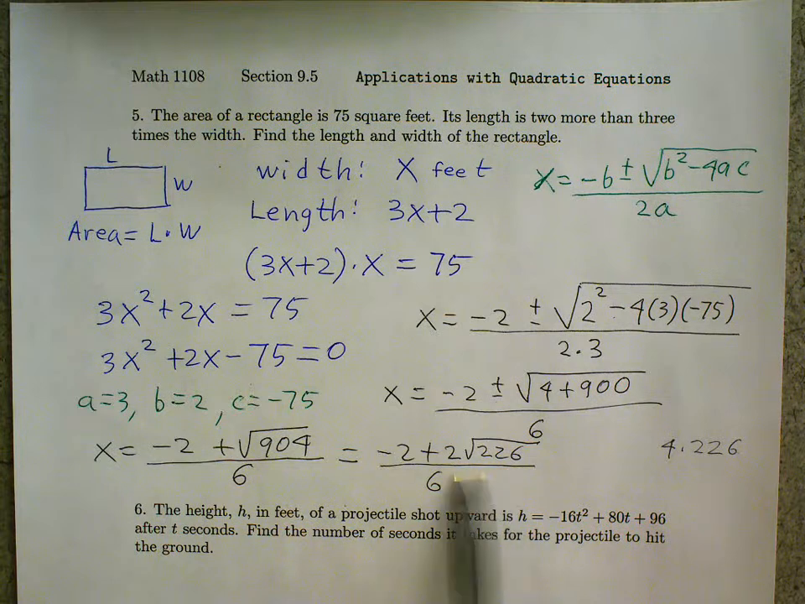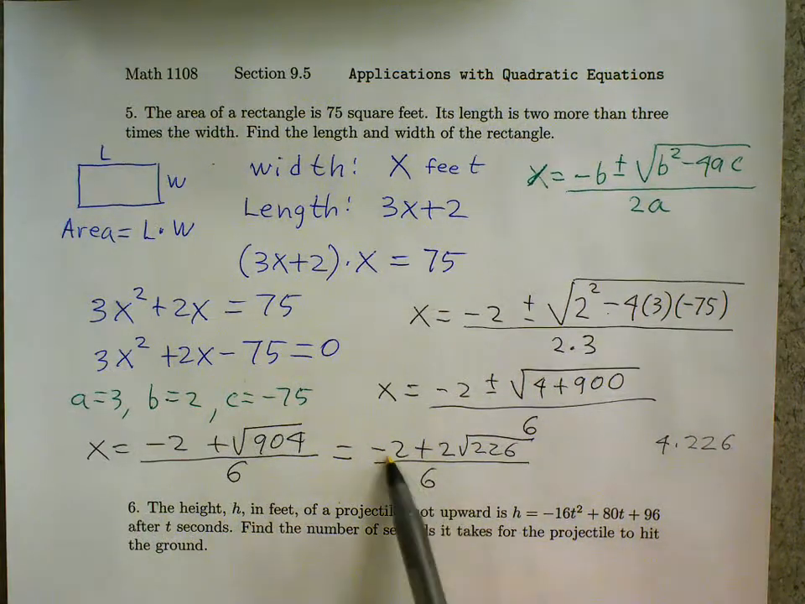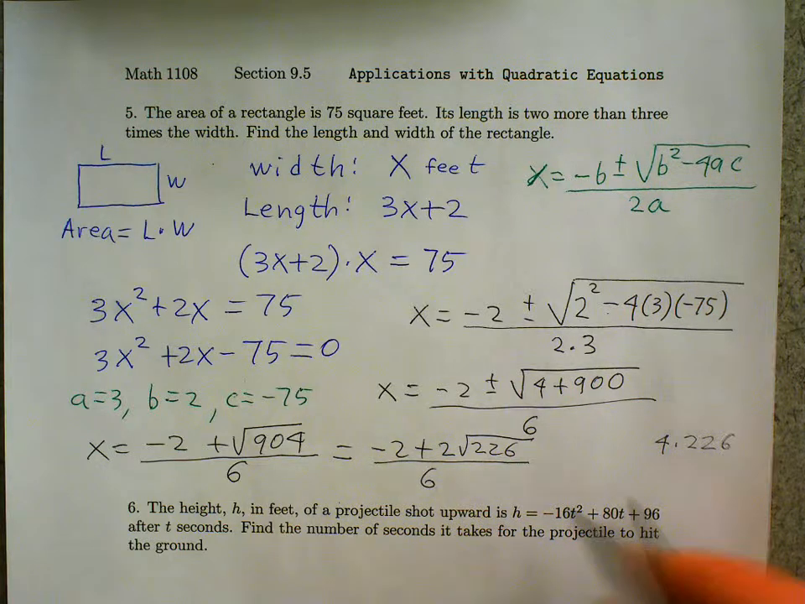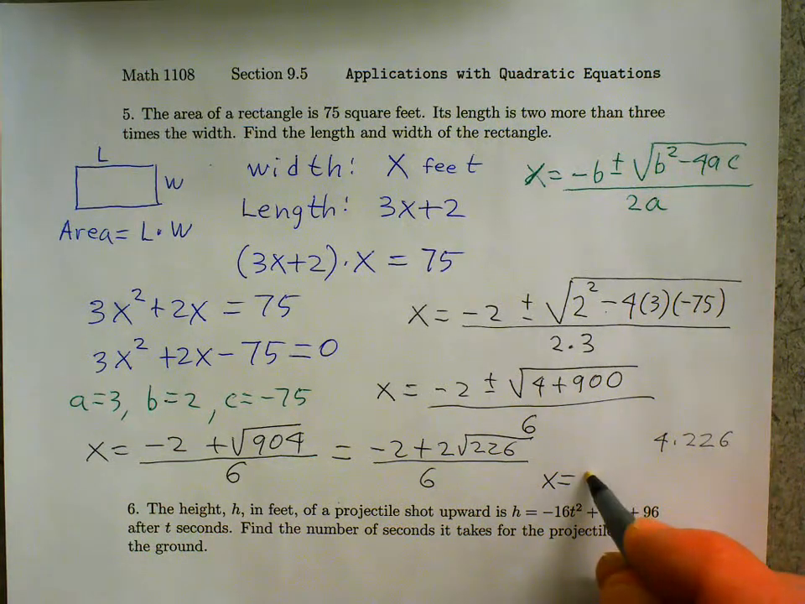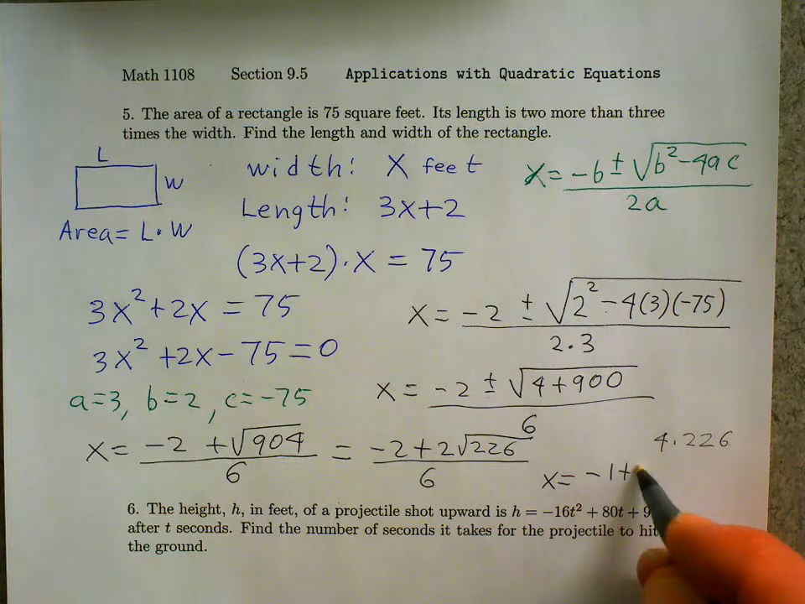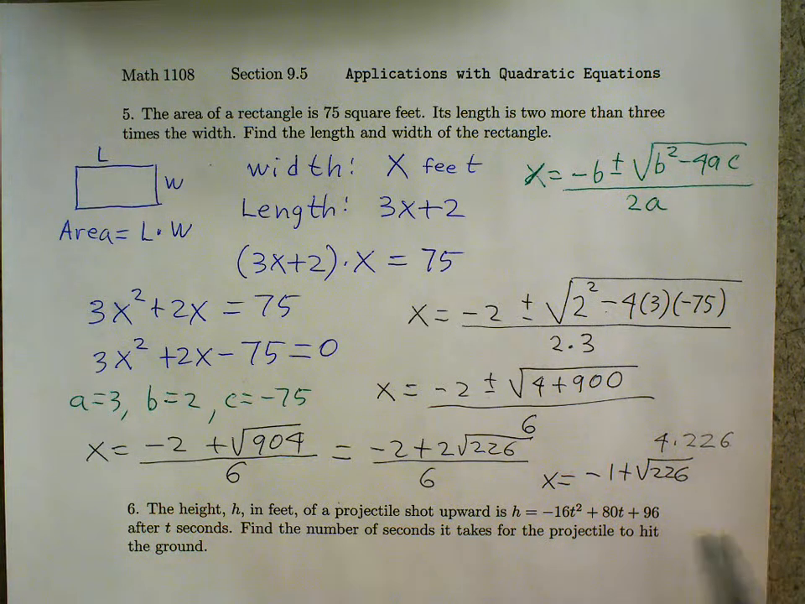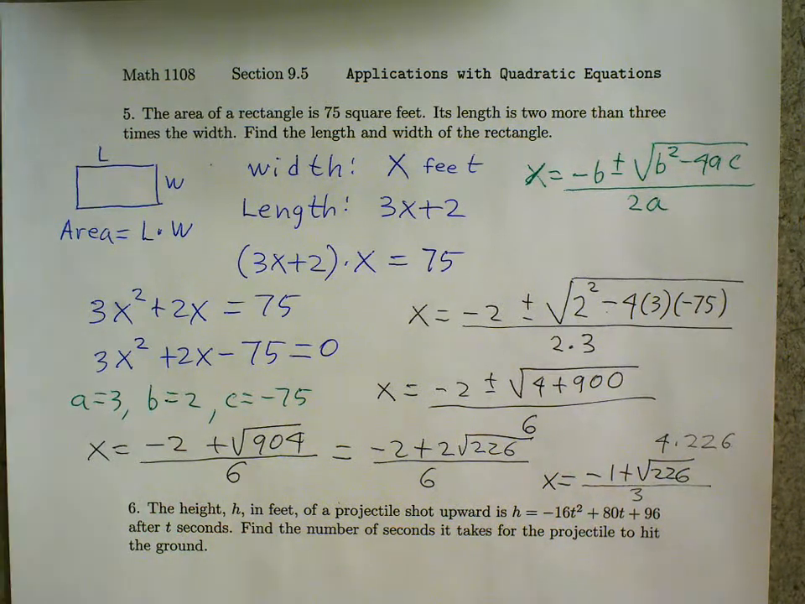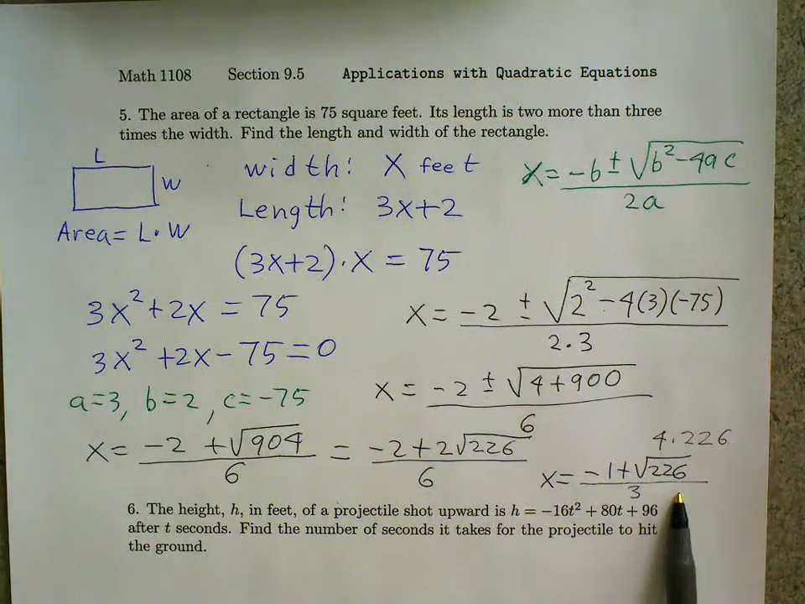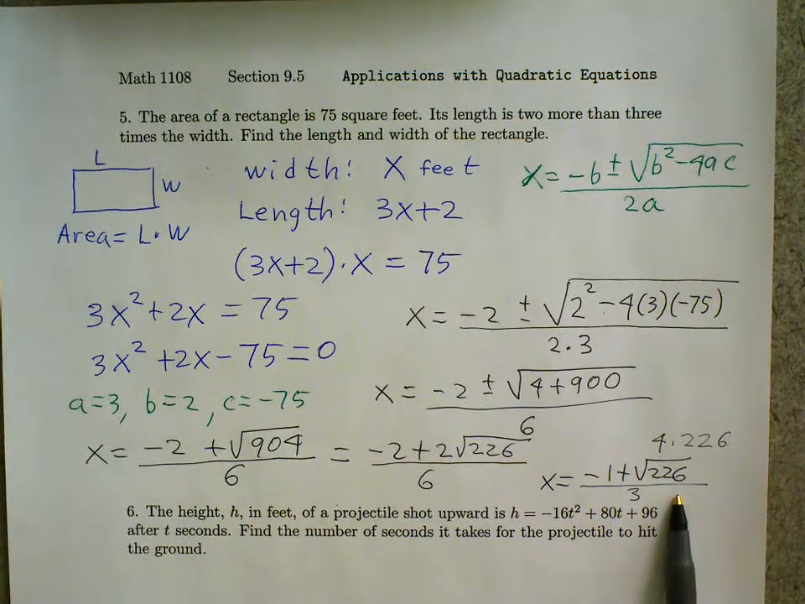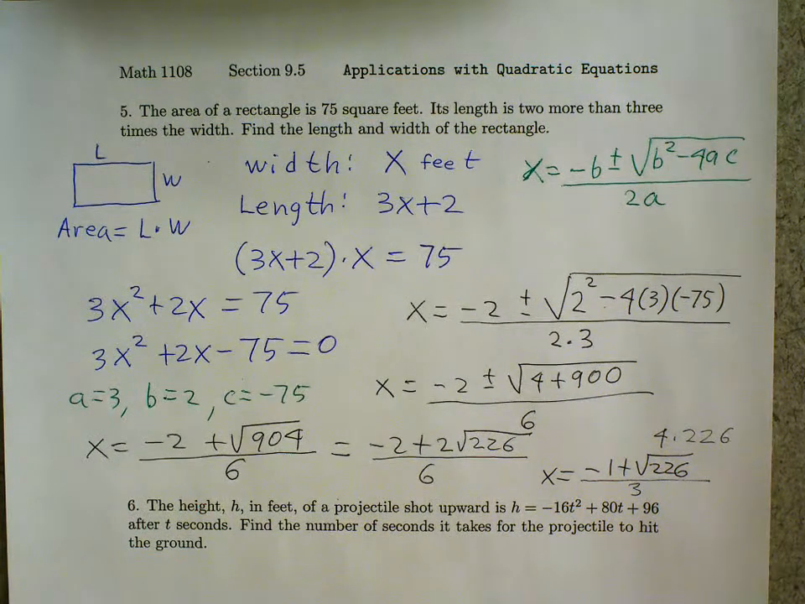Okay, so the numerator and denominator have a common factor of 2. So when we cancel the common factor of 2, we get x equals negative 1 plus the square root of 226 divided by 3. Okay, so it's possible to get decimal answers for these kinds of problems. That's more apt to happen in the real world anyway.